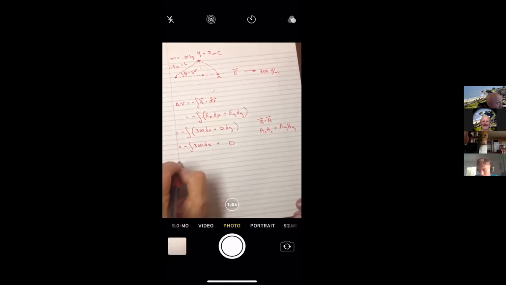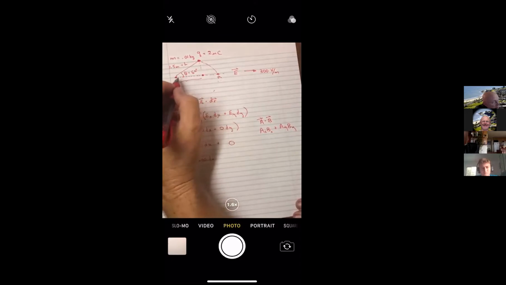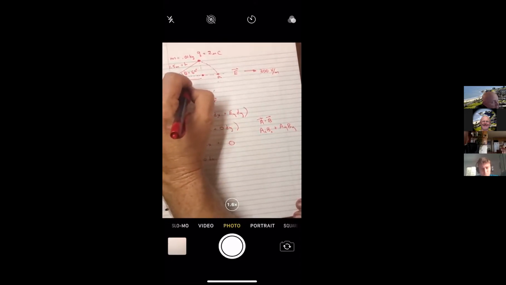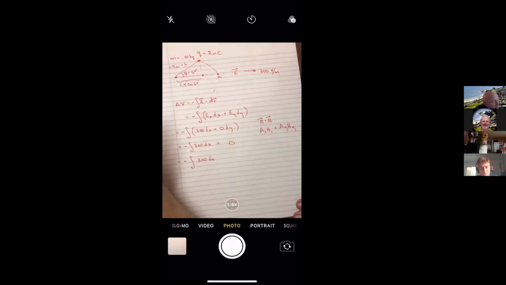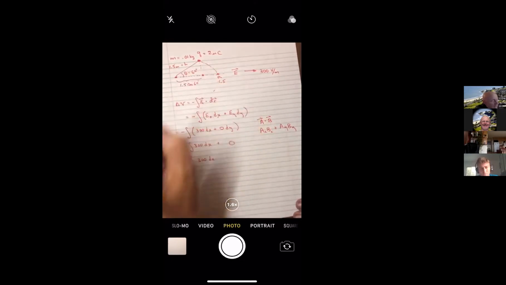So maybe putting in my limits, I would say, okay, where does it start? Well, it would start at 1.5 cosine of 60 degrees. And when it comes all the way down, it will now be at position 1.5. So 1.5 cosine 60 to 1.5.